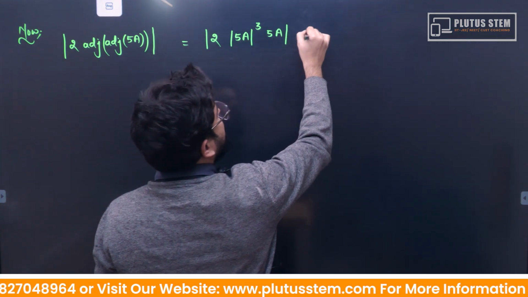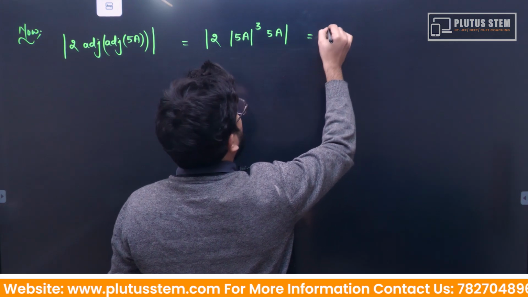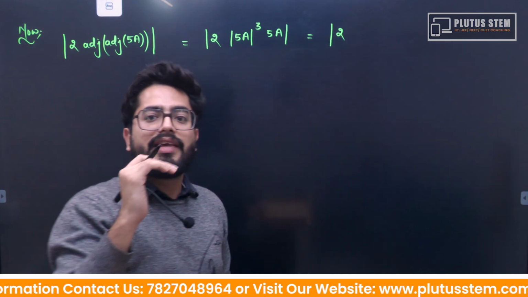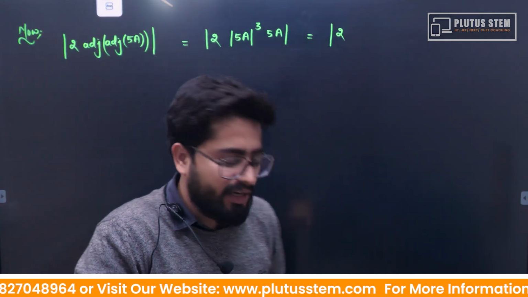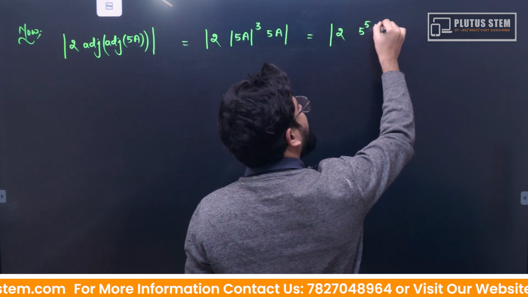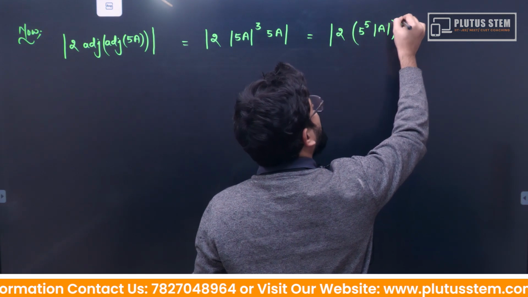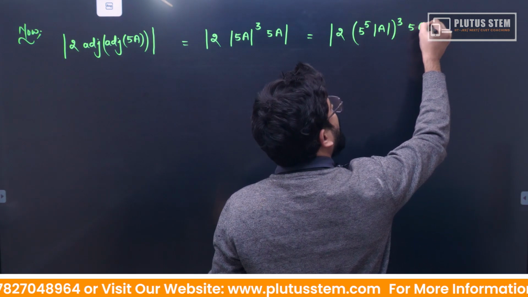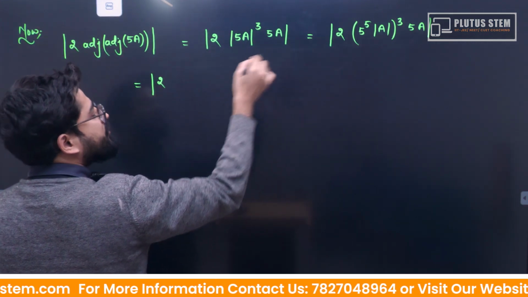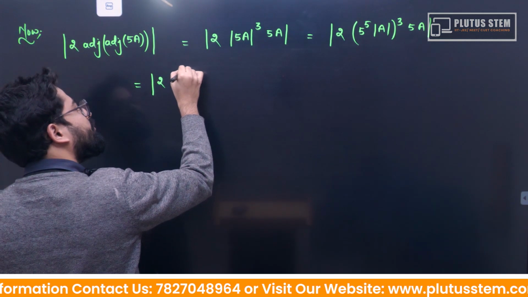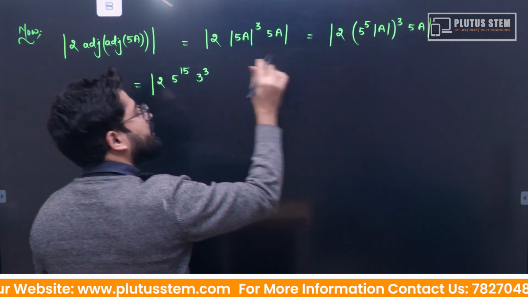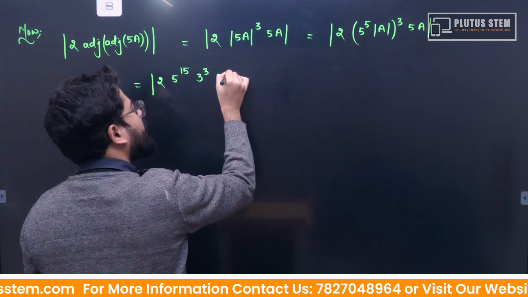Clear? Now the next step: determinant 2, and this is determinant of 5. The determinant of k A is k power n into determinant A, where n is the order. So that is 5 power 5 (the order is 5), determinant A, and the whole to the power 3, which is 5. So this equals determinant 2, that is 5 power 3 to the power 3, that's 5 power 15, and determinant A is 3, and 3 power 3 into 5A.